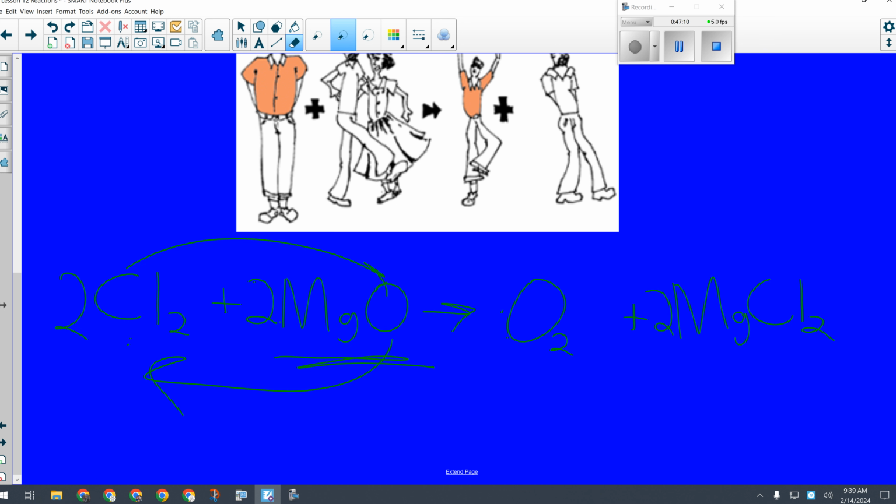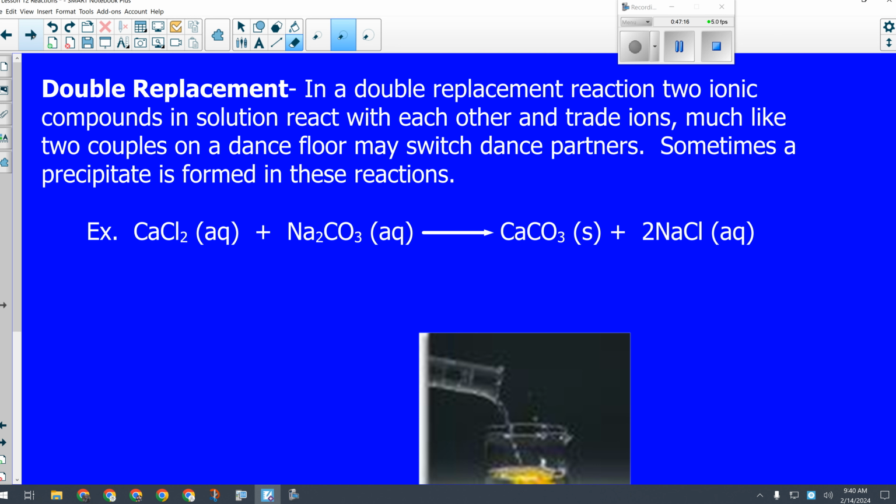Now, double replacement reactions sound more complex, but are actually easier. In a double replacement reaction, 2 ionic compounds react, just like the first one I showed you where we were talking about the lead and the potassium and that kind of stuff. In a double replacement reaction, all you ever do is swap the metals. So you get 2 different ionic compounds on the other side.